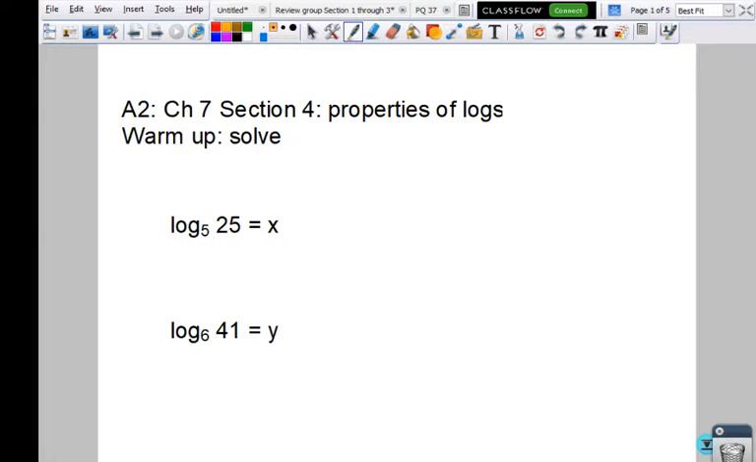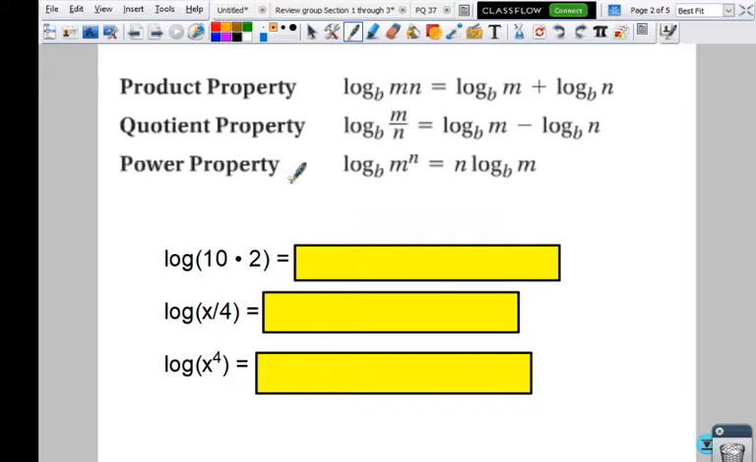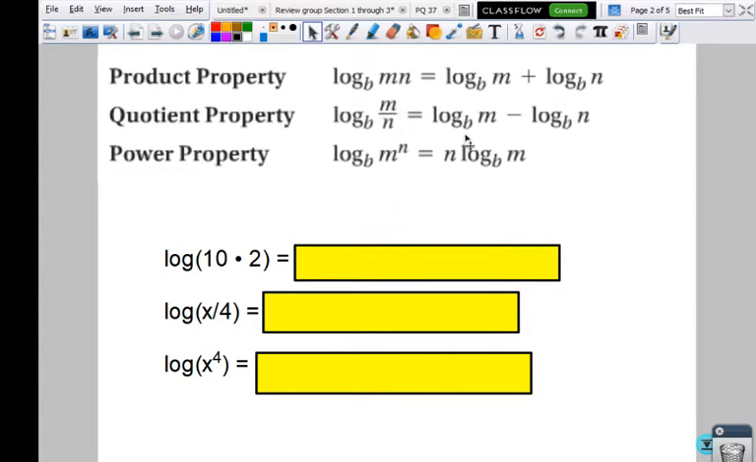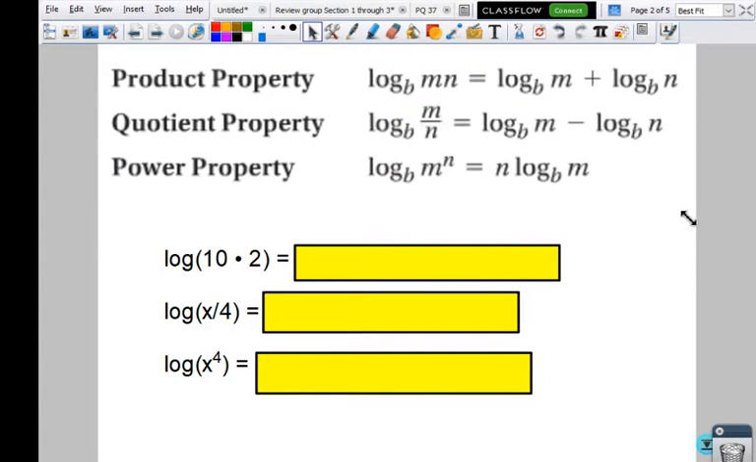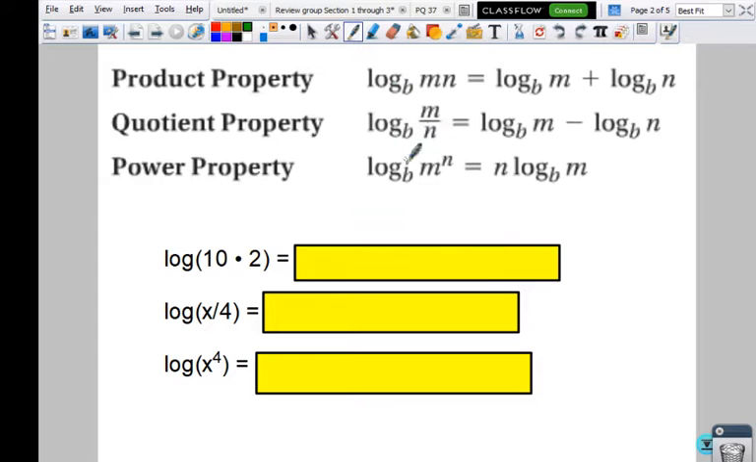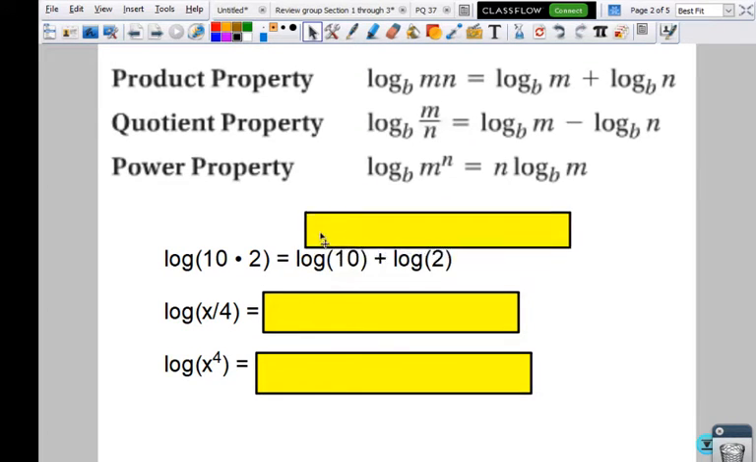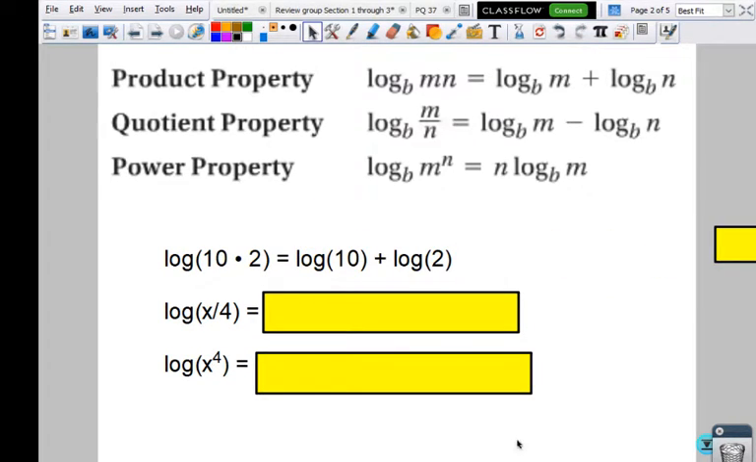This chapter we are working with logarithms and exponential functions. In this section we are working with properties of logarithms. Logarithms have three different properties: a product property, a quotient property, and a power property. The product property says if inside a log you have two things multiplied together, you can split it up to be the log of the first one plus the log of the second one. So for example, log of 10 times 2 is the exact same thing as log 10 plus log 2.